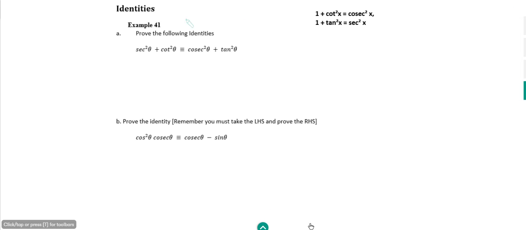Here we're looking at how we can use the Pythagorean identities that we talked about before to prove further identities. So we're going to look at this one, example 41. We've got to prove that sec squared theta plus cot squared theta is the same as cosec squared theta plus tan squared theta. I'm going to use these identities to prove it.